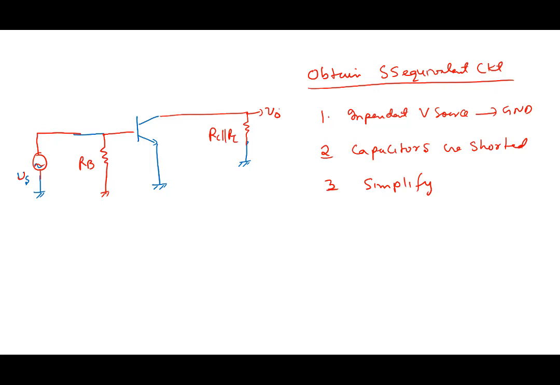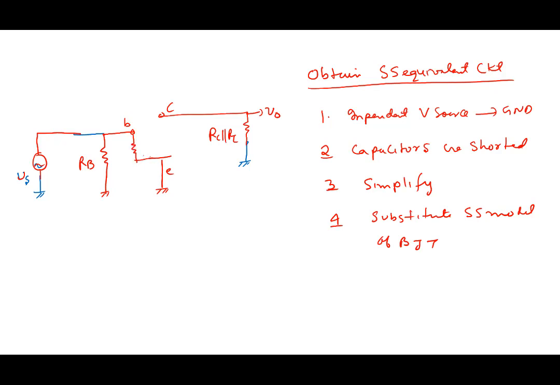Okay. The next thing is we substitute the small signal model of the transistor, the small signal model of the BJT. So we take our BJT out, but we keep in mind that this is the base, this is the collector, and there was the emitter here, and the emitter was ground. So we take the transistor out and we put the model in.